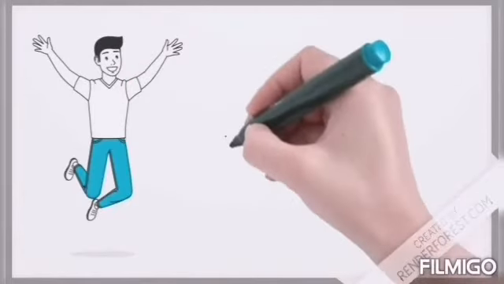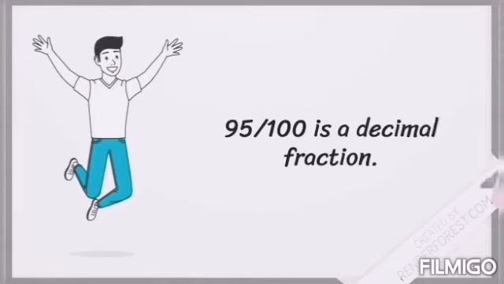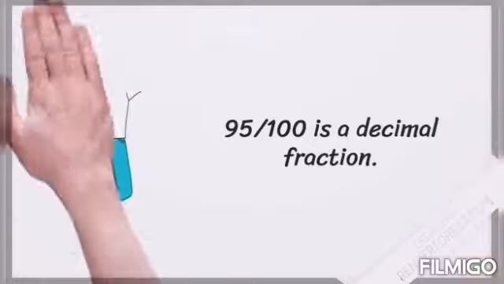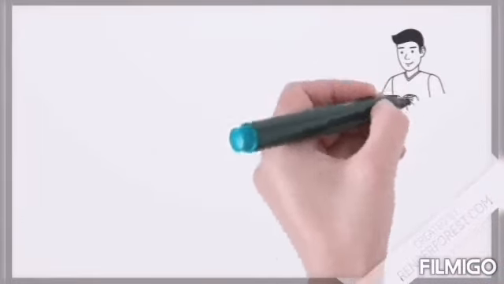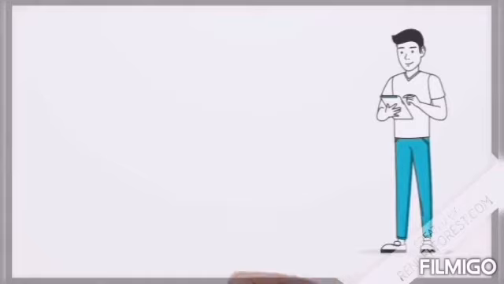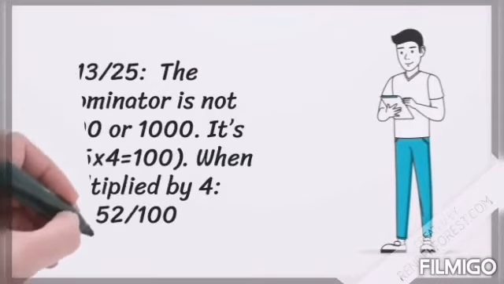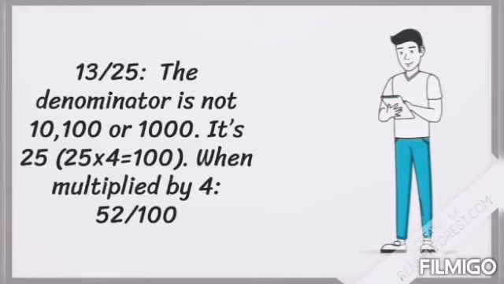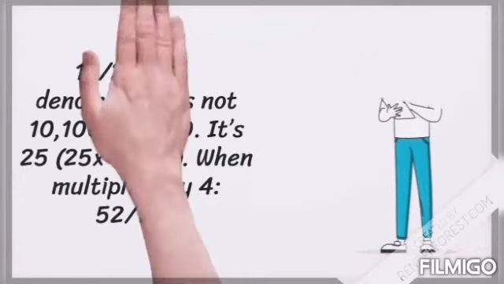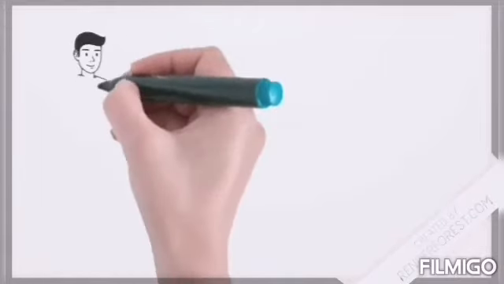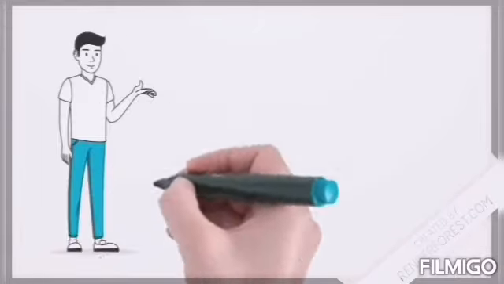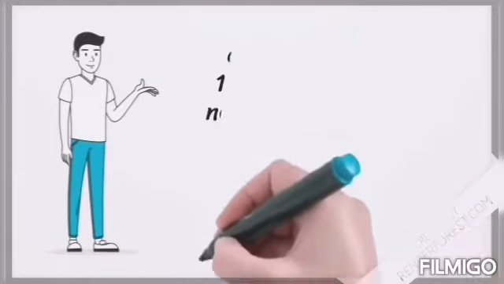Let's see now. I have 95 over 100. This is the easiest one because the denominator is 100. So directly I say that this fraction is a decimal fraction. The next one is 13 over 25. The denominator is not 10, 100, or 1000, but it's 25. And from step number 2, I know that 25, if I multiply it by 4, I will get 100. So I multiply the numerator and denominator by 4 to get the decimal fraction. Let's see the next one.